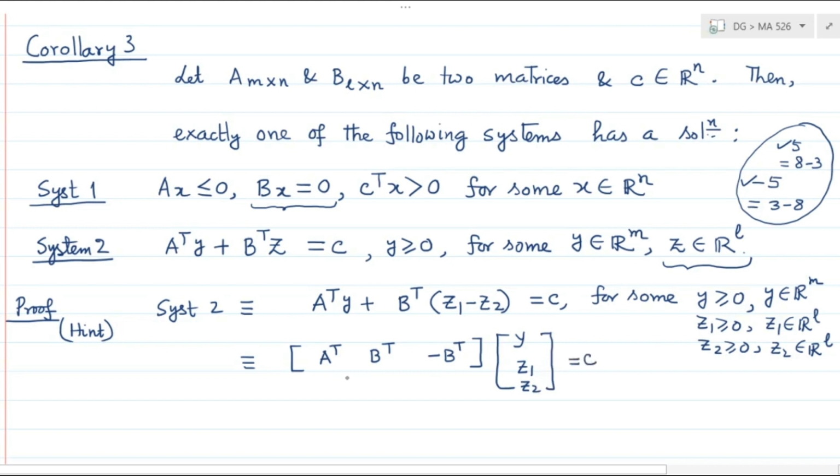Now you treat this as your matrix A dash, say, in the system 2, and it has a transpose, and this is your vector, let's suppose capital Y. Capital Y belongs to R m plus l plus l, R m plus 2l, and all the components of Y are greater than or equal to 0, and therefore this is your system 2 in the Farkas lemma. Now try to write what is the corresponding system 1, and that will prove the corollary 3.